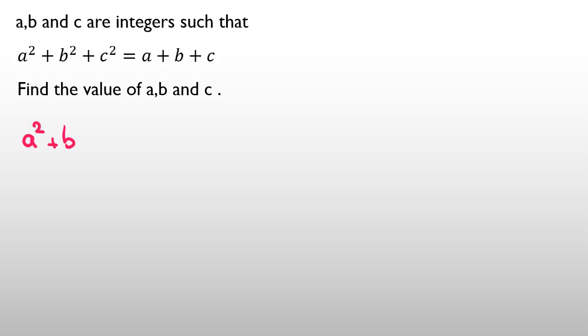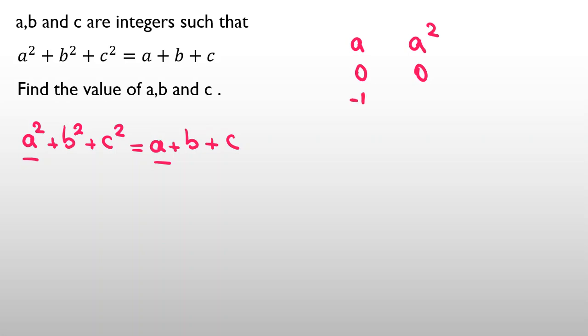If I write A squared plus B squared plus C squared equals A plus B plus C, I focus on A squared and A to see what the relationship is. Let's consider A squared. If A is 0, A squared is 0. If A is negative 1, A squared is 1. If A is 1, A squared is 1. If A is 2, it will be 4. If it is negative 2, it will be 4 again. So we can see A is always less than or equal to A squared.